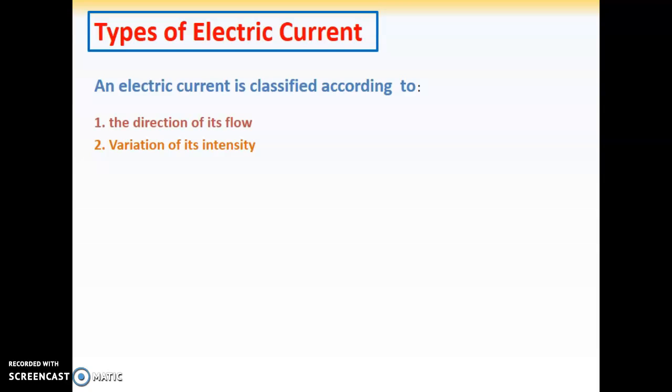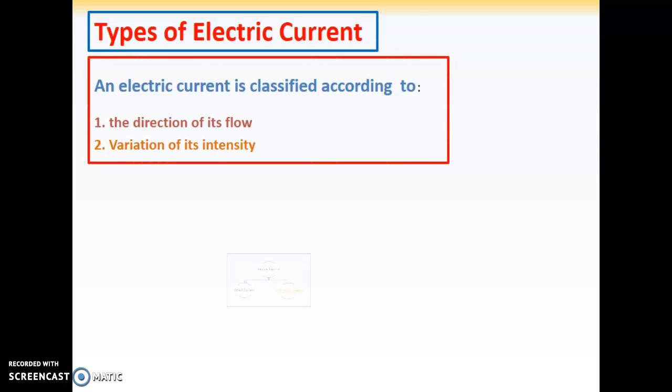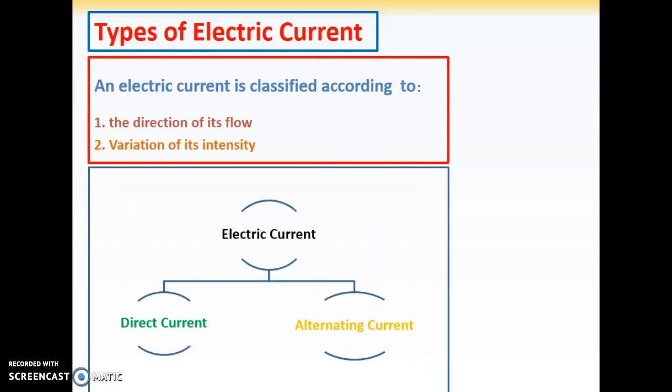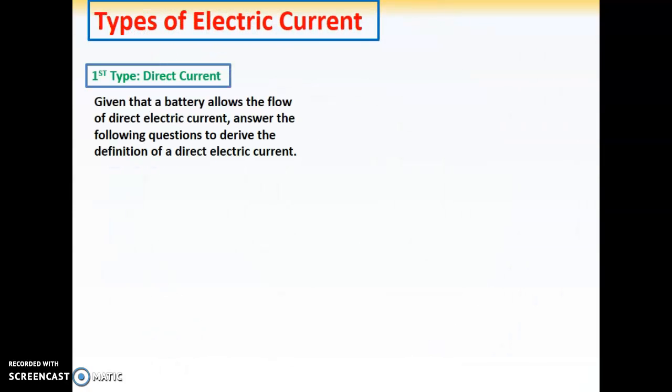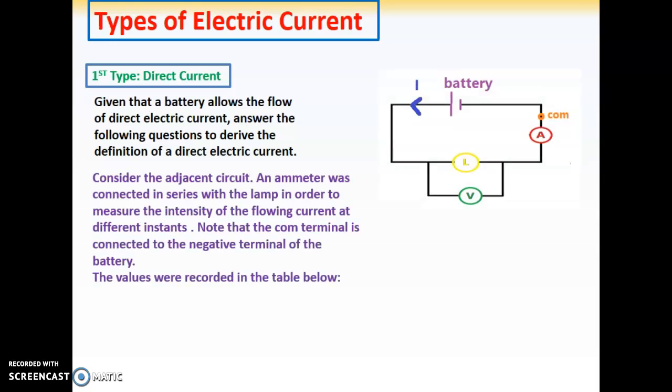Now, an electric current is classified according to the direction of its flow and to the variation of its intensity. It could be a direct current or an alternating current. First type, direct current. Given that a battery allows the flow of direct electric current, answer the following questions to derive the definition of a direct electric current. So consider the adjacent circuit.